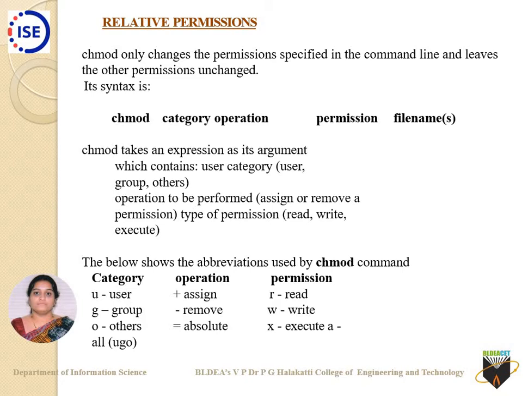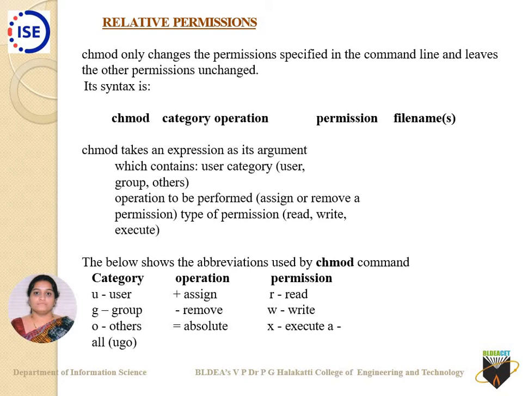Then comes the second column: what values can be accepted there? Operation. Operation is nothing but either you want to add the permission to that particular file or remove the permission from that file. If you want to add, for assigning we use an operation called plus. If you want to remove something, we use a subtraction operator, that is a minus. And if you want to assign absolute values, at that time we use an assignment operator called equals to.